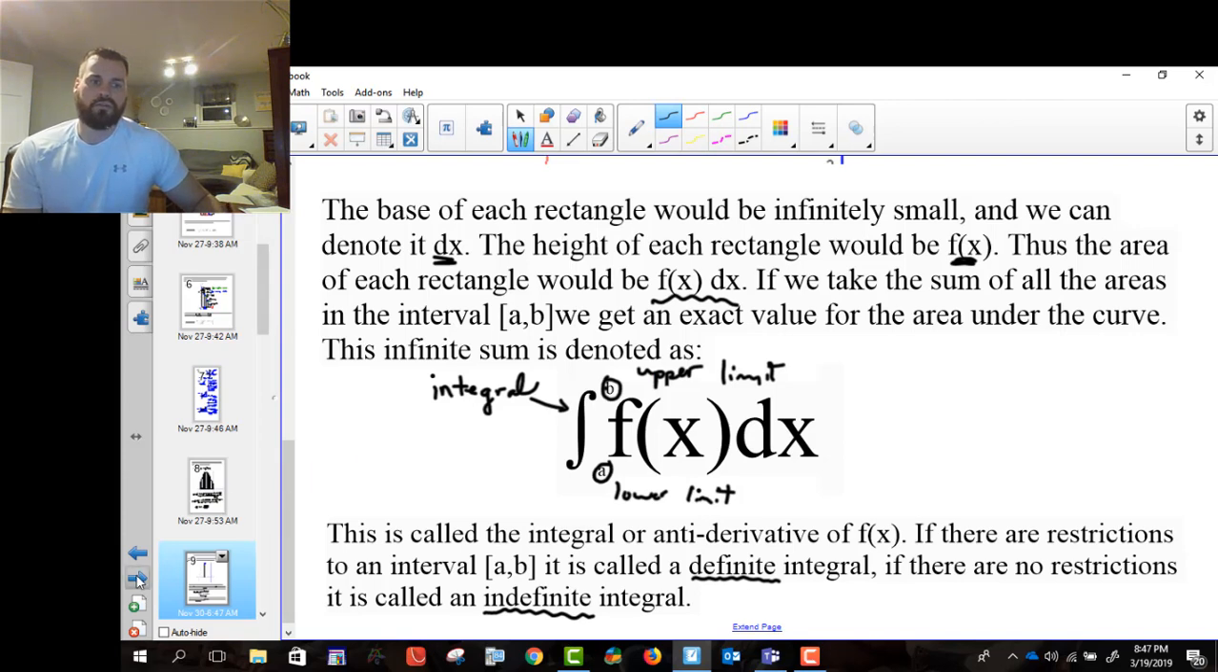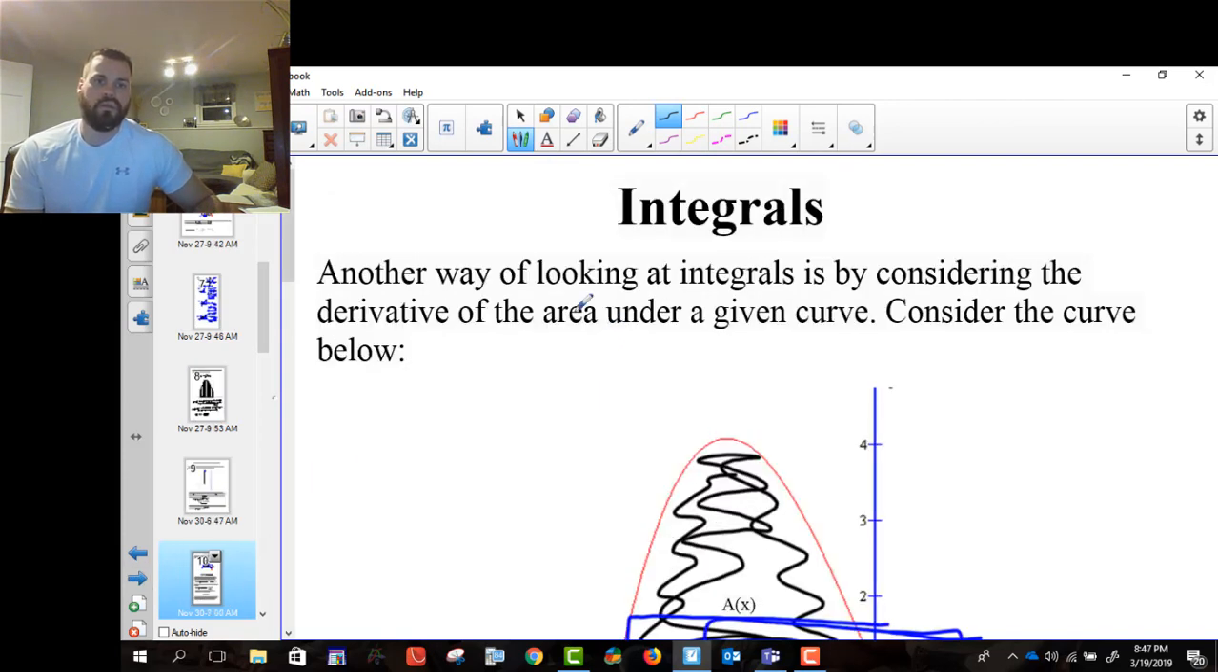So the indefinite integral is the family of curves, or the algebraic expression, that gives you the area if you plug x's into it. It's very similar to the derivative of x squared being 2x, but the slope of the tangent of x squared at a particular point, let's say 5, is 10.